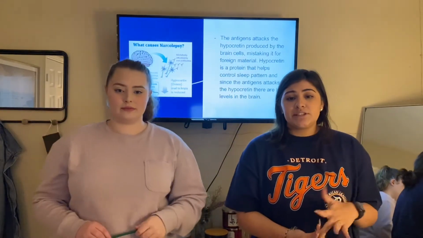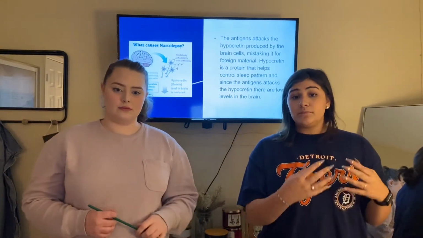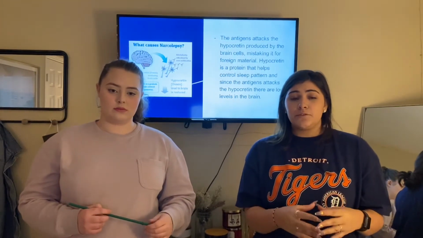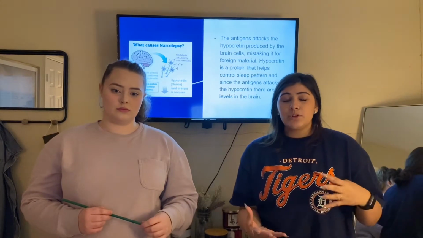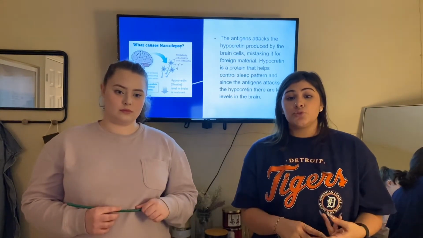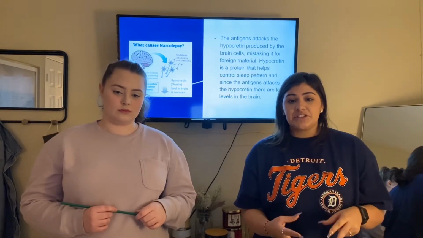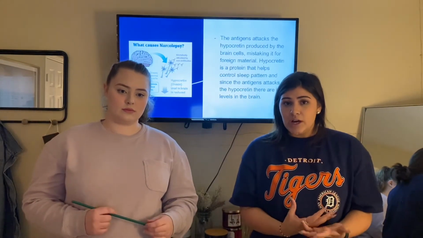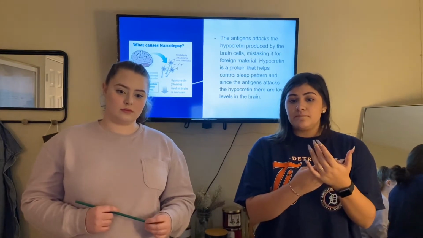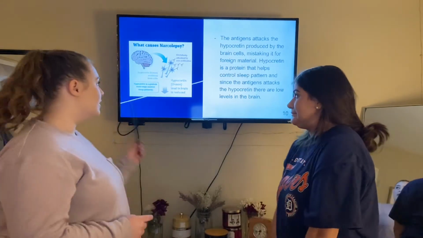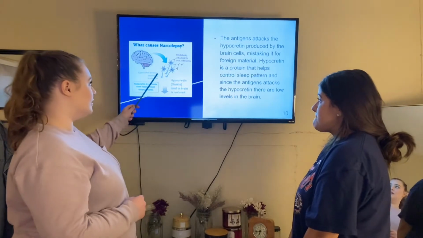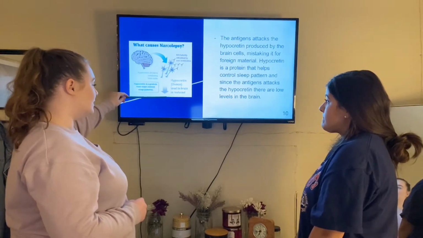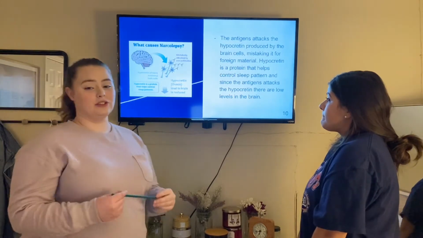So these antigens actually attack the hypocretin that's produced by the brain cells, and it typically mistakes it for foreign material. Hypocretin is a protein that helps control sleep patterns, and since the antigens attack the hypocretin, there are low levels of hypocretin in the brain. So this is a diagram of a patient with narcolepsy and how the antigens attack the hypocretin, which causes low levels in the brain, making it hard for them to control their sleep cycle.